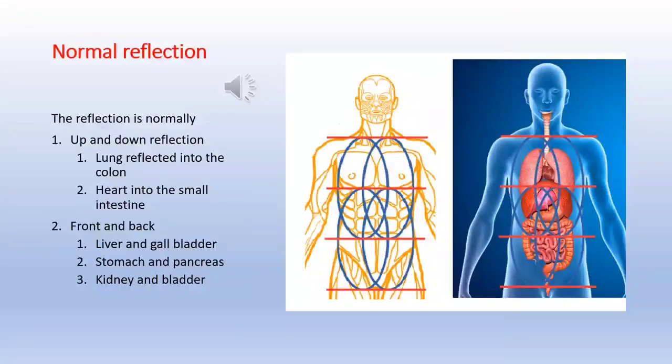Now these 3 sections, sometimes you can revert them. You can turn it 180 degrees, and it's still the same. So the reflection can be top down and bottom up, and also front and back, and left to right. The liver and gallbladder are left to right. The stomach and pancreas are also right to left. Then the kidney and the bladder are front to back. This is also the normal reflection.